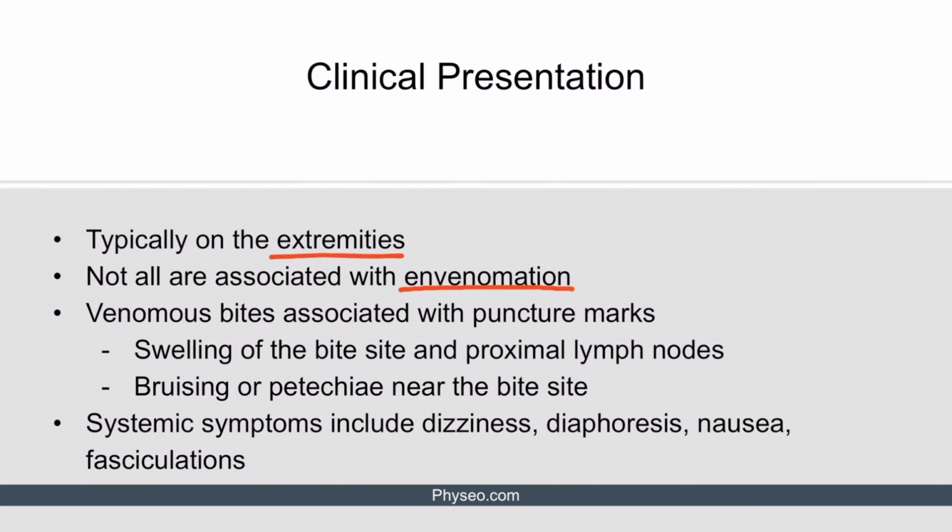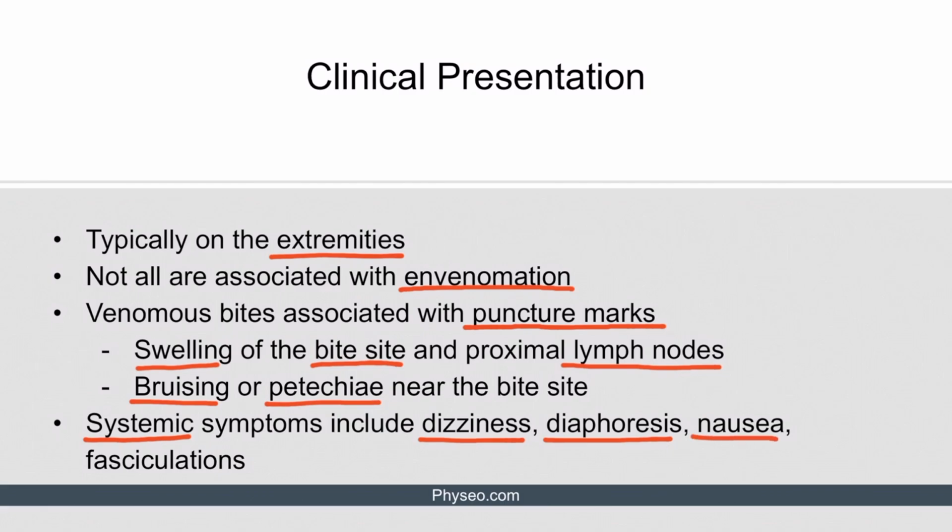Now, if the bite is from a venomous snake, there will usually be some associated puncture marks. And there may also be swelling around the bite site, and local regional lymph nodes can be swollen. There can also be bruising and petechiae. Now, the patient may also present with systemic symptoms, and those symptoms are caused by the actual venom. Those include dizziness, sweating, diaphoresis, nausea, or fasciculations.